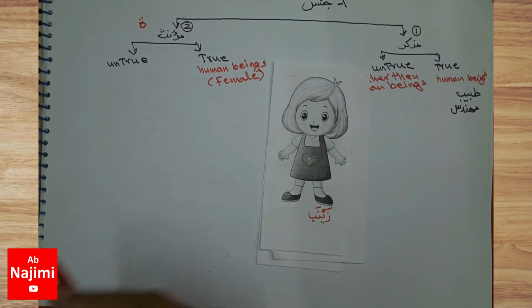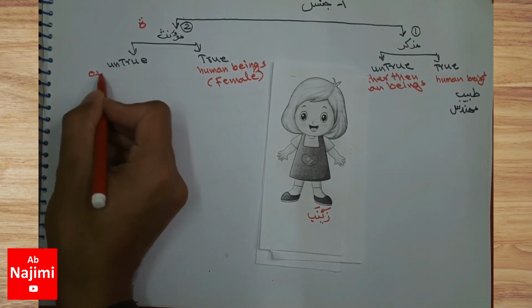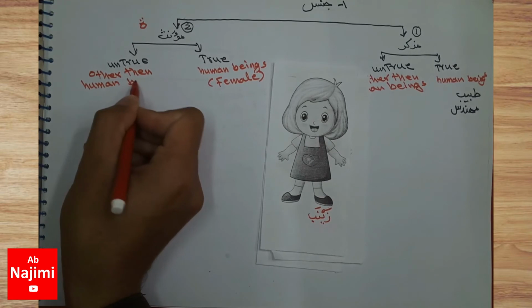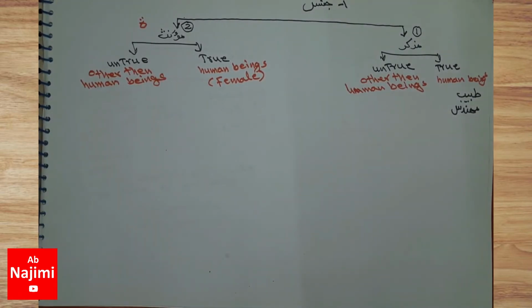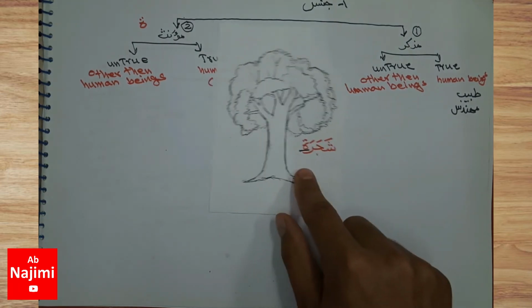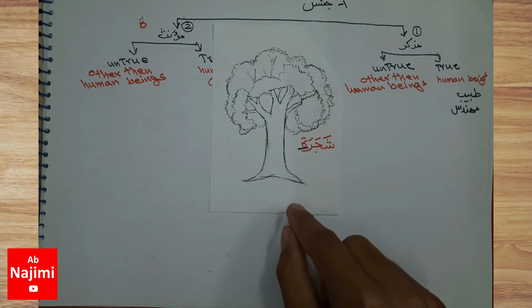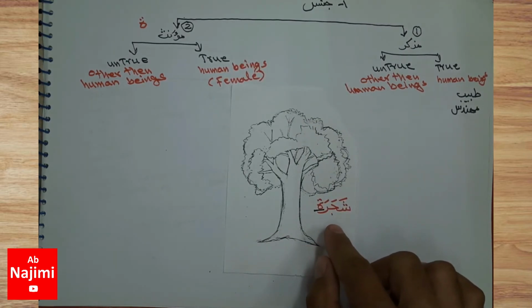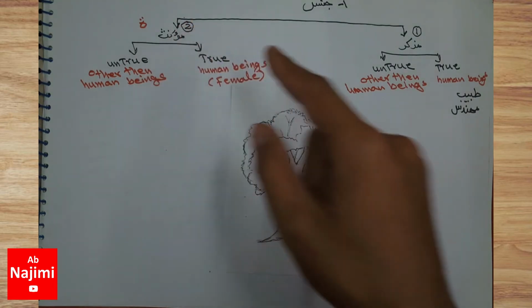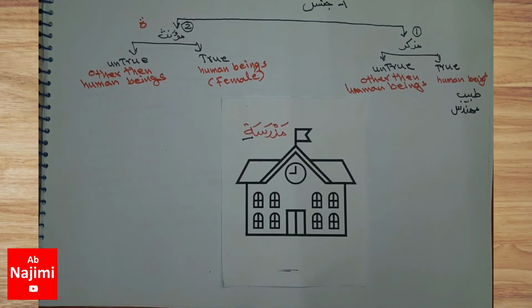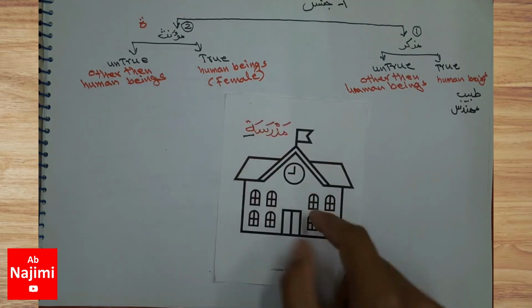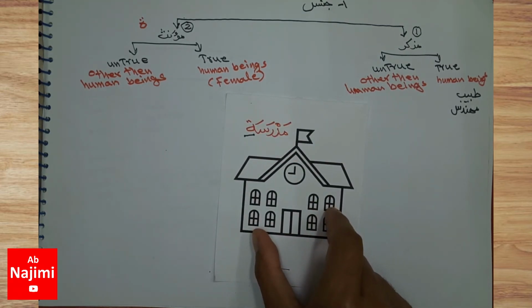Untrue mu'annas asma are other than human beings. For example, shajara. This shajara is considered female in Arabic, but in English, it's neither mudhakkar nor mu'annas. As it is not a human being, we consider it a mu'annas, but what type? Untrue mu'annas. Same here, this madrasa. In English, it is neither male nor female, it's just school. But in Arabic, it is considered a mu'annas. What type? Untrue, because it is not a human being. I hope you have understood.